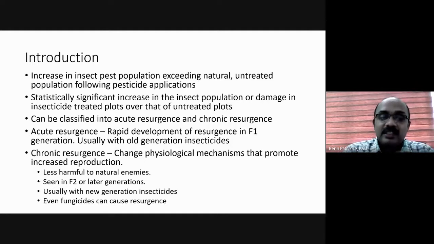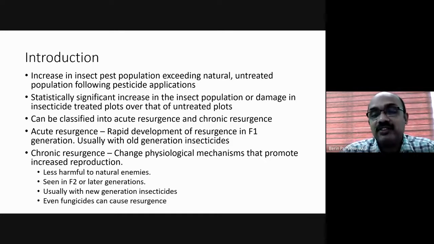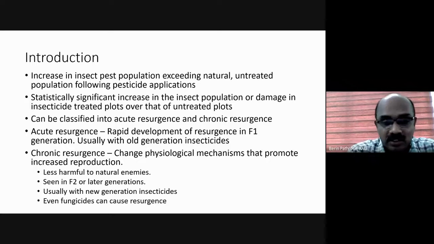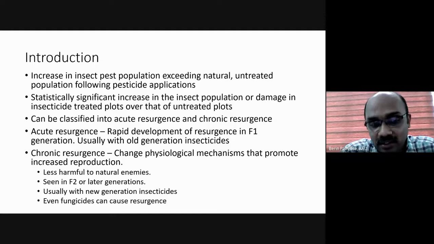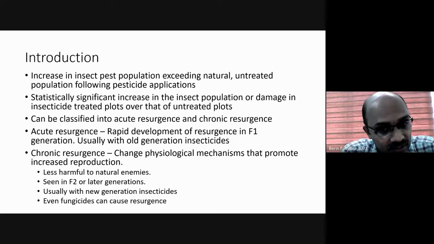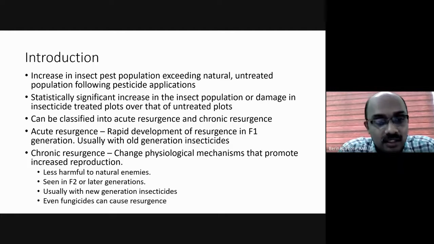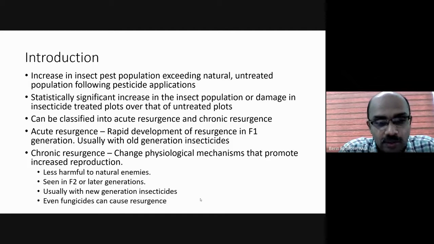That means there is nothing related to a change in the population of natural enemy, but a physiological change in the target insect pest, or the plant, which will lead to some physiological or biochemical changes that lead to an increase in pest population. Even certain fungicides are reported to cause resurgence in insects because they change some physiological parameters of insects, making them breed more. So that is what happens with acute resurgence and chronic resurgence.